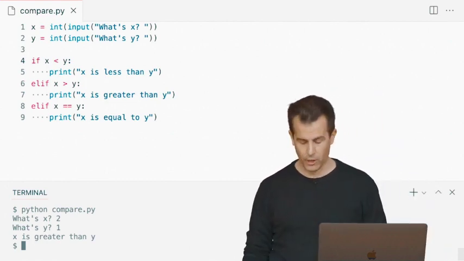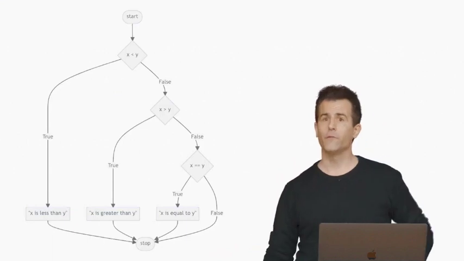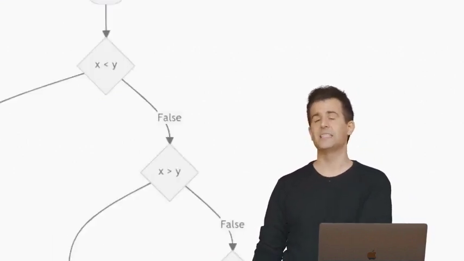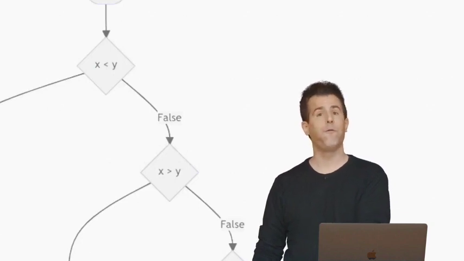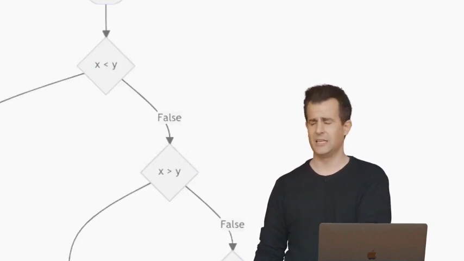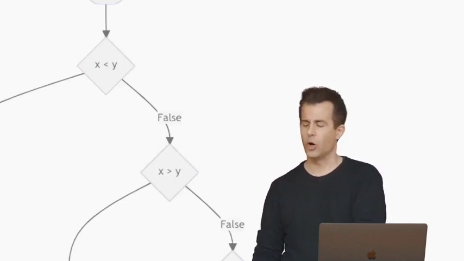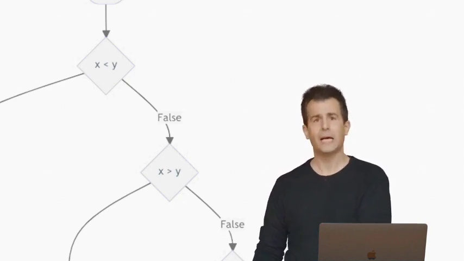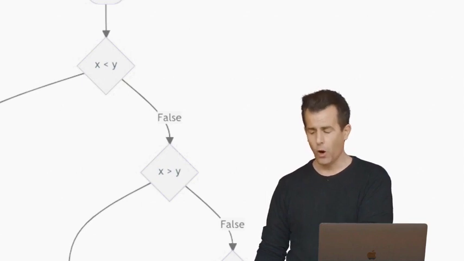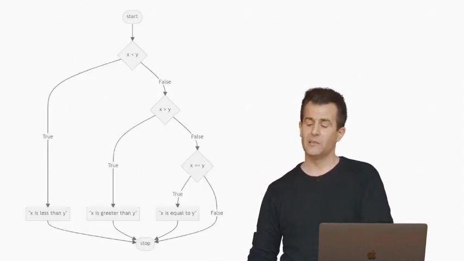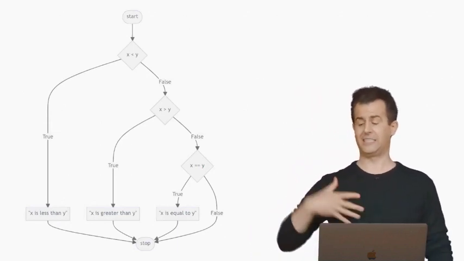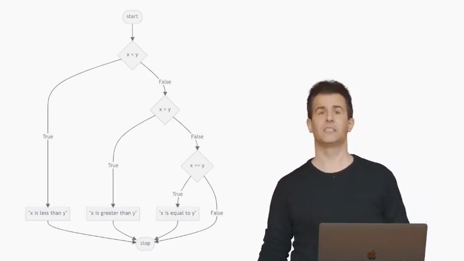Well, let's go back to the diagram. Same as before. We start at the very top where it says start. The very first question up here now, x less than y, is an answer of false because no, 2 is not less than 1. So we follow this arrow to the next question, this diamond. Is x greater than y? Well, yes. 2 is greater than 1. So now we follow this left arrow, which is true. We print out, quote unquote, x is greater than y, and then stop.